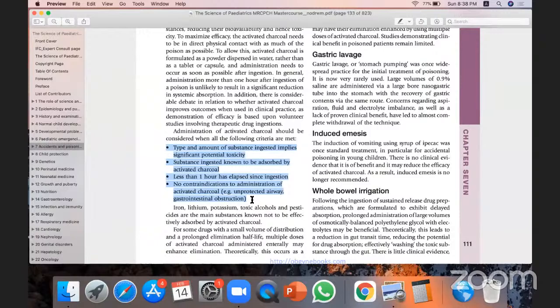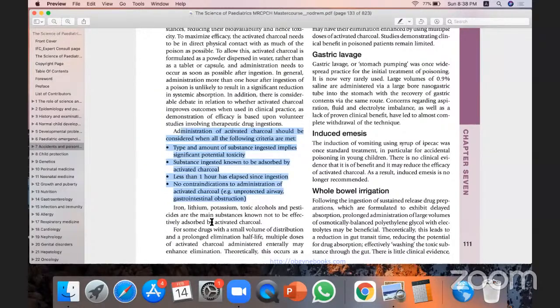Contraindications of activated charcoal: administration of activated charcoal should be considered when all of the following criteria are met. If there is gastrointestinal obstruction, then you cannot give charcoal. Okay, and if the airway is not protected, you cannot give charcoal, because the child will aspirate.